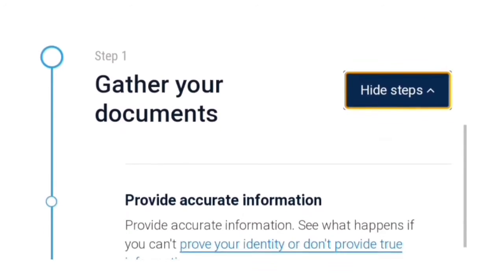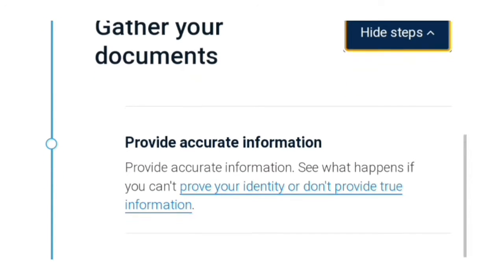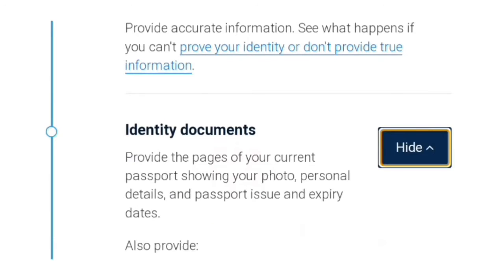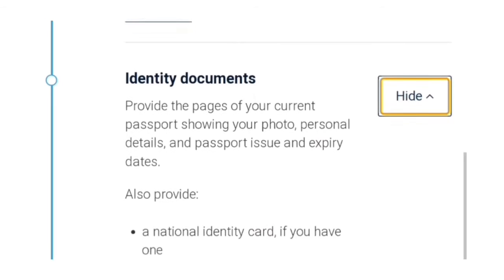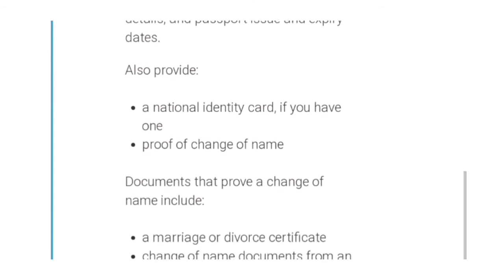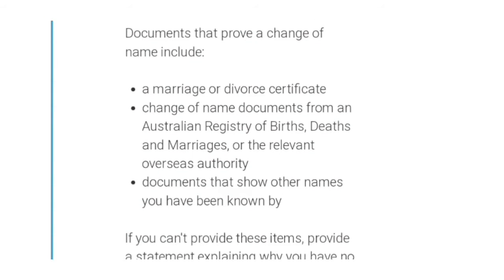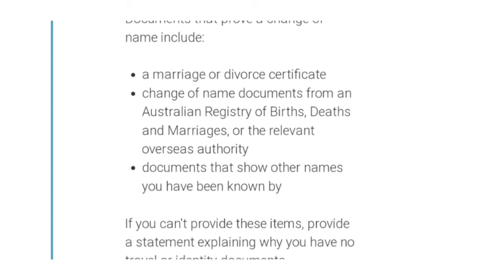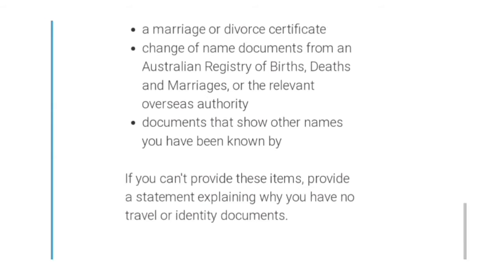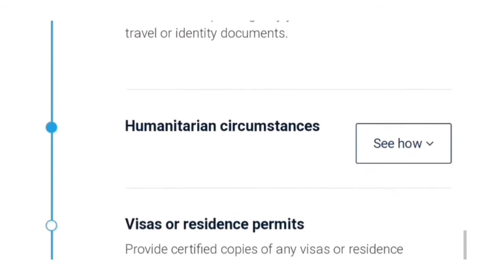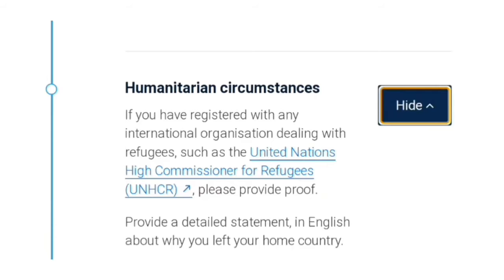After checking the conditions, we go to the Necessary Documents and How to Apply section to check. Gather your documents. Provide accurate information. Identity documents. Provide the pages of your current passport, showing your photo, personal details, and passport issue and expiry dates. Also provide a national identity card if you have one, and proof of change of name. Documents that prove a change of name include a marriage or divorce certificate, documents from an Australian registry of births, deaths, and marriages, or the relevant overseas authority, and documents that show other names you have been known by. If you can't provide these items, provide a statement explaining why you have no travel or identity documents.